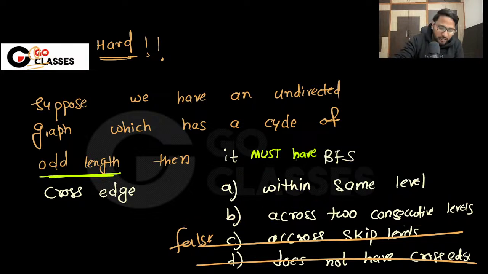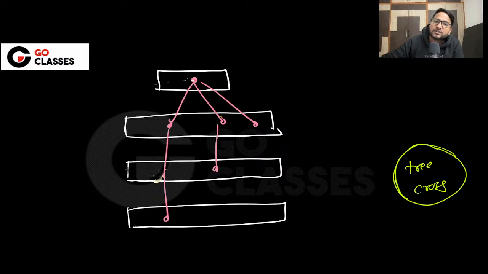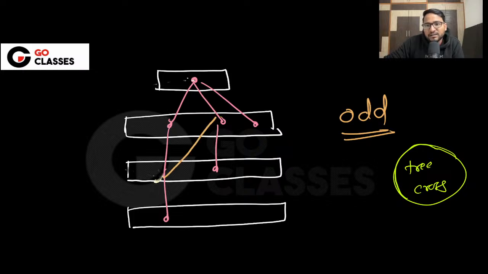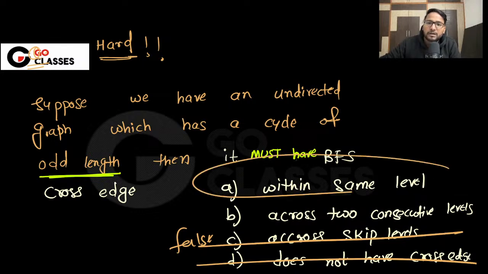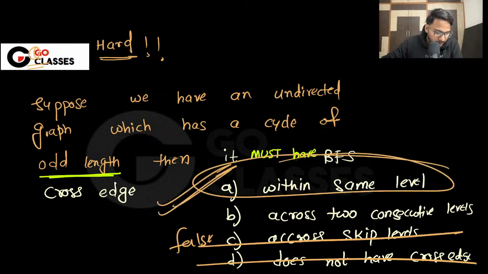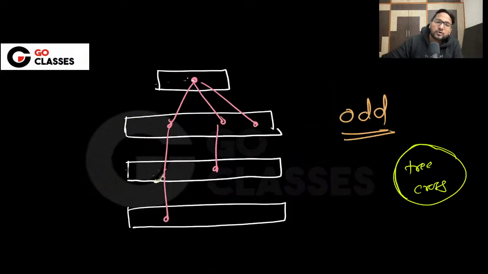It must be having the cross edge, that is for sure. But if it is an odd length cycle, is it this kind of edge or this kind of edge? That's what they are asking. See, if it is odd length cycle, this is 1, 2, 3, 4, 5, then it is within the same level. Because if you have an edge across two consecutive levels, then you are forming an even length cycle. So within the same level. A is the answer.